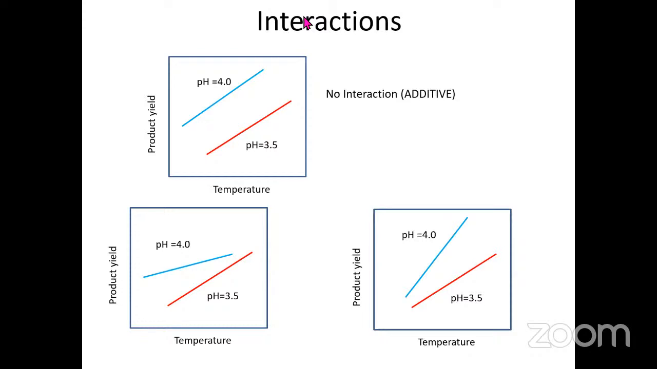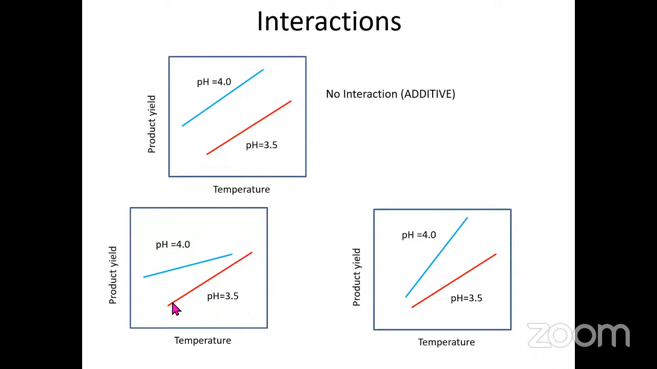Sometimes the relationships show up when you plot them. For example, imagine I am looking at the effect of temperature and pH on a product yield. I do two temperatures, 30 degrees and 40 degrees, and two pH conditions, 3.5 and 4. Plotting in a paper, temperature 30 and 40 degrees against product yield at pH 3 and pH 4, you get two lines, right? The lines can be like this.